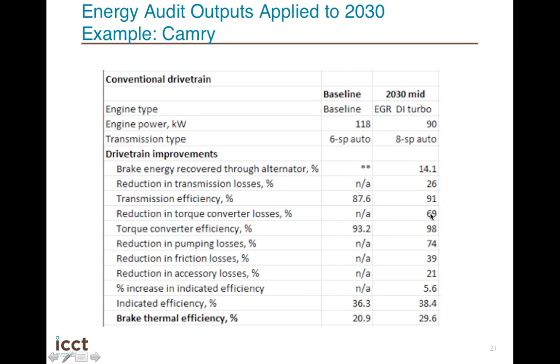Similarly, there was a 69% reduction in torque converter losses from the torque efficiency improvement from 93 to 98%. 74% reduction in pumping losses, 39% friction losses, 21% accessory losses, 5.6% increase in indicated efficiency. These are the actual indicated efficiency percentages. And so brake thermal efficiency overall improves dramatically. A lot of that is just the engine downsizing so that you don't have these poor efficiency regions that the engine operates in.